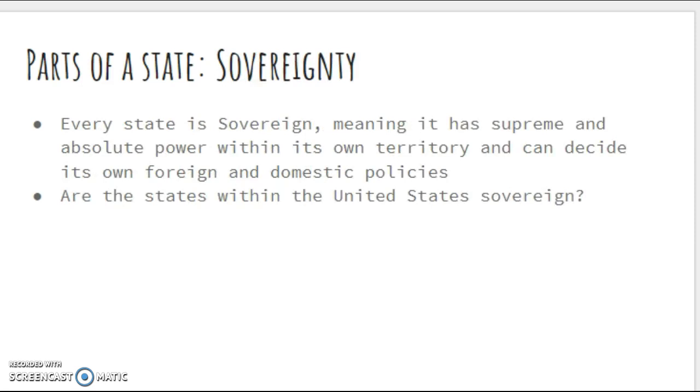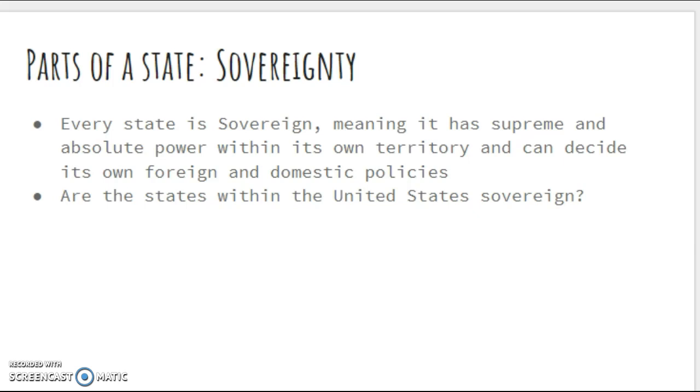Okay, parts of a state. Every state is sovereign. And again, by meaning of state here, we're talking about a country. It has supreme and absolute power within its own territory and can decide its own foreign and domestic policies.